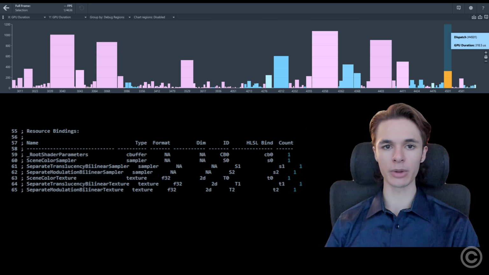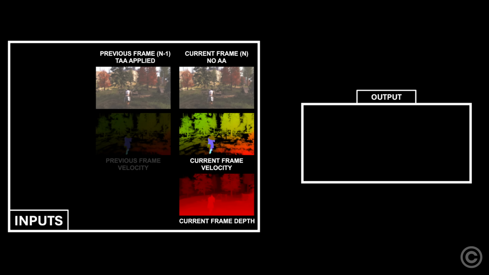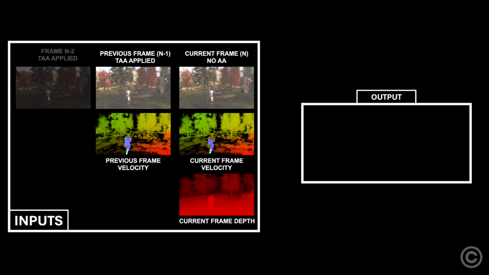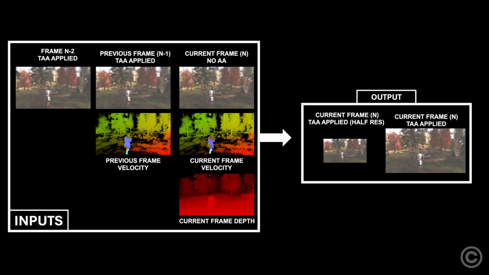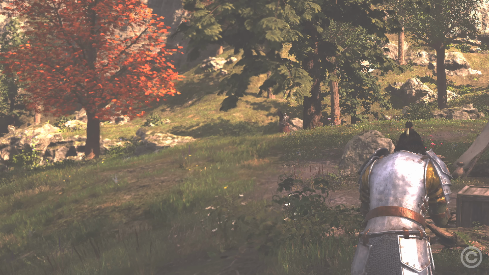Then this 0.3 millisecond dispatch computes TA while referencing the raw current frame, its motion vectors, and its depth, the last TA frame and its motion vectors, and the standalone TA frame before that one. This produces the current TA frame in a 540p variant. Here are some comparisons with TA off and on. The only reason why Epic's TA is so poor is because they are obsessed with abusing its unneeded flaws.